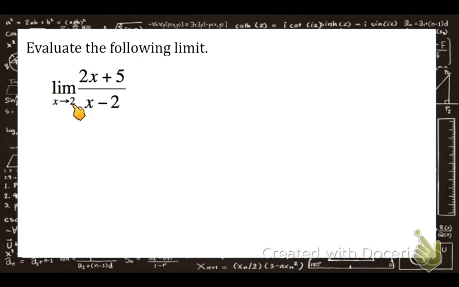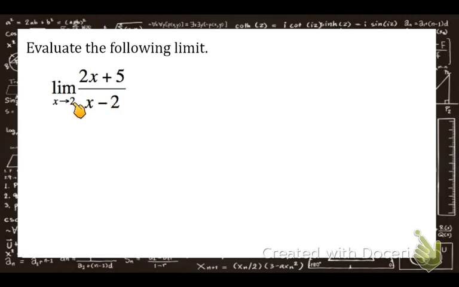So this is the one where we evaluate from the left and right. So we could plug in a number really close to 2 from the left, like 1.9. If I plug 1.9 into the numerator, I'm going to get a positive number. If I plug it into the denominator, I'm going to get a negative number. So a positive divided by a negative is a negative. Therefore, the limit from the left would be approaching negative infinity.